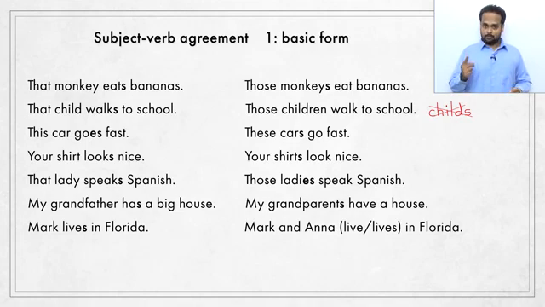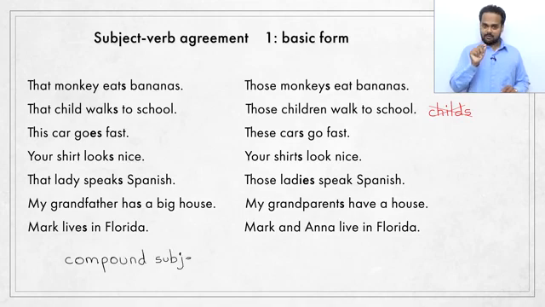Well, Mark is one person, so singular. Similarly, Anna is one person, again singular. However, Mark and Anna are two people, so this is a plural form. We need a plural verb. Remember that a plural verb does not take an S at the end. So Mark and Anna live in Florida. This type of subject connected by and is called a compound subject.